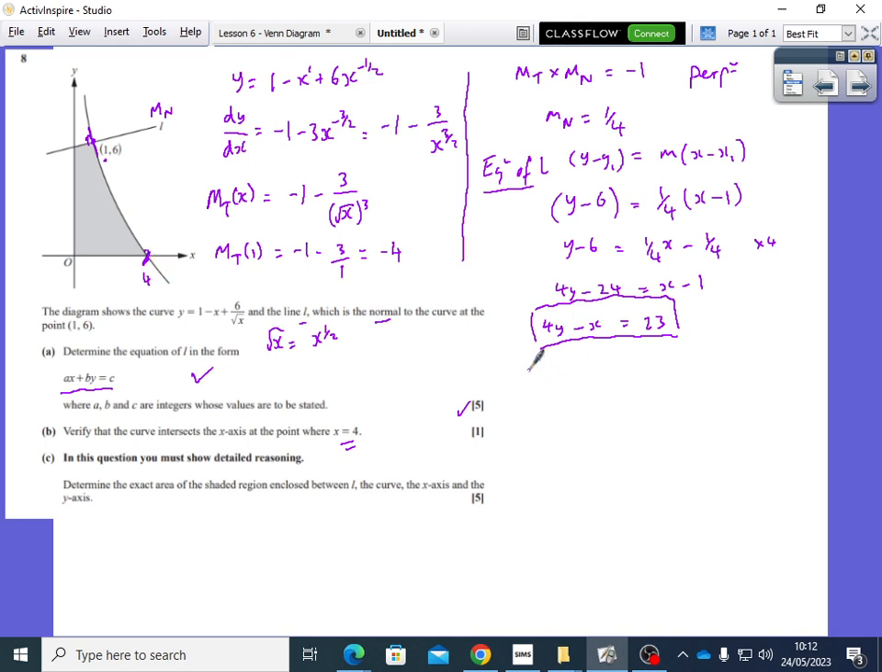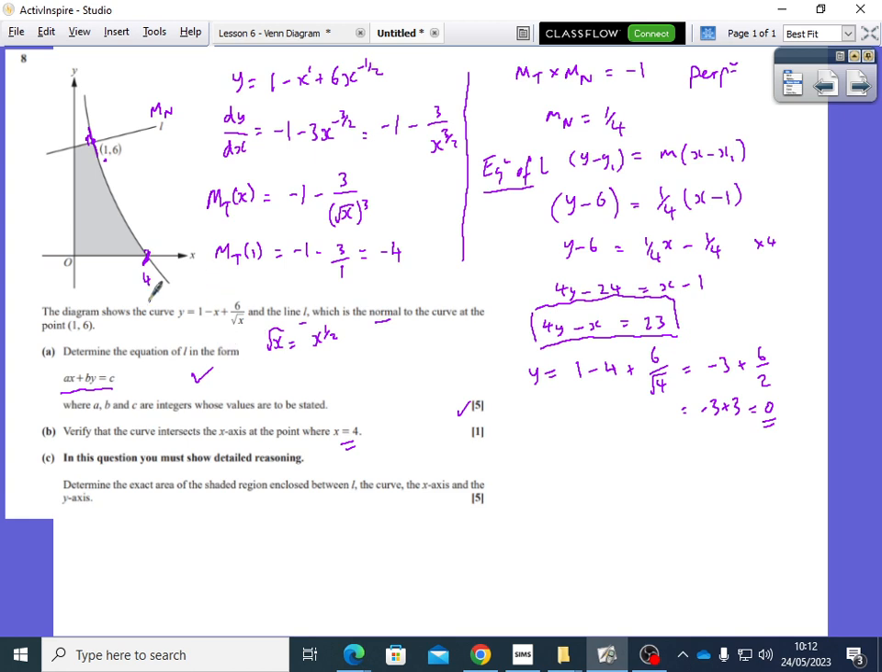So y is equal to 1 minus 4, because x is now 4, plus 6 over square root of 4. So that's going to be 1 minus 4 is minus 3, plus 6 over square root of 4, which is 2. So that's going to be minus 3 plus 3, which is equal to 0.